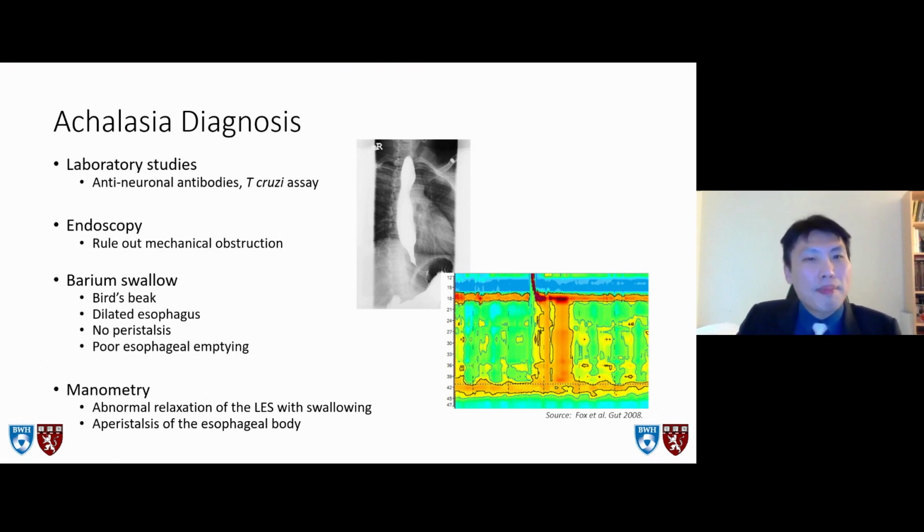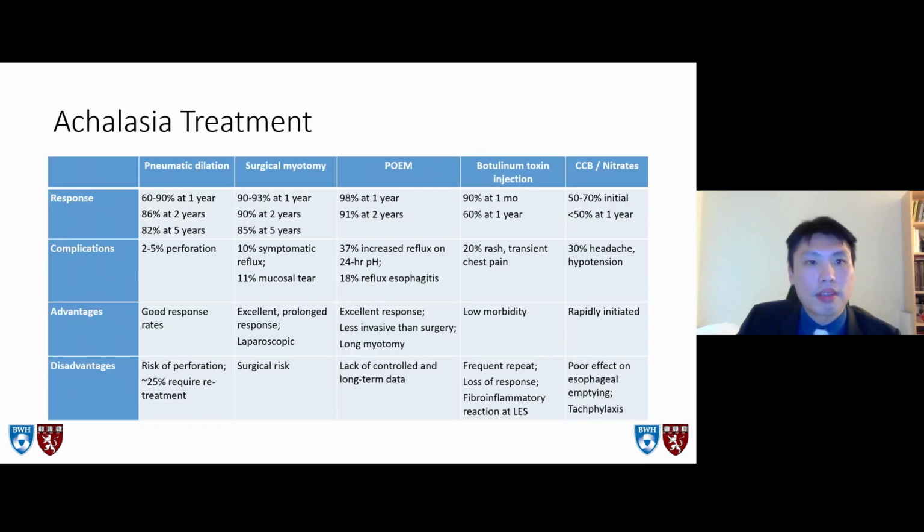There are some lab studies that might be useful, especially if you're looking for an underlying cause, such as antineuronal antibodies, but often lab studies are normal. Endoscopy is often normal as well, mainly used to rule out any mechanical obstruction. Barium swallows may show a bird's beak appearance, although not all the time, also a dilated esophagus and no peristalsis of the esophageal body. Manometry generally shows an abnormal relaxation of the lower esophageal sphincter with swallowing and an aperistalsis of the esophageal body.